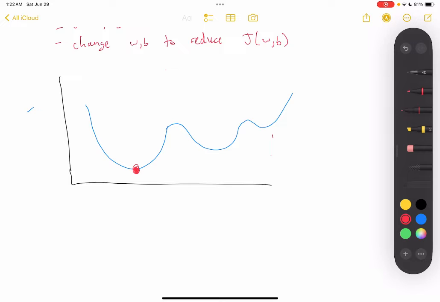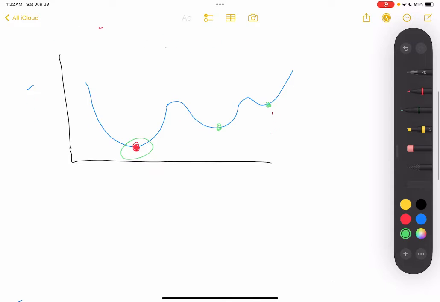But it's also important to note that for some functions, such as this one that I graphed right here, there's more than one minimum. This point is a minimum, and this point is also a minimum. So gradient descent may not always find the absolute minimum, which is this point right here, but it may also find a local minimum, such as these points.